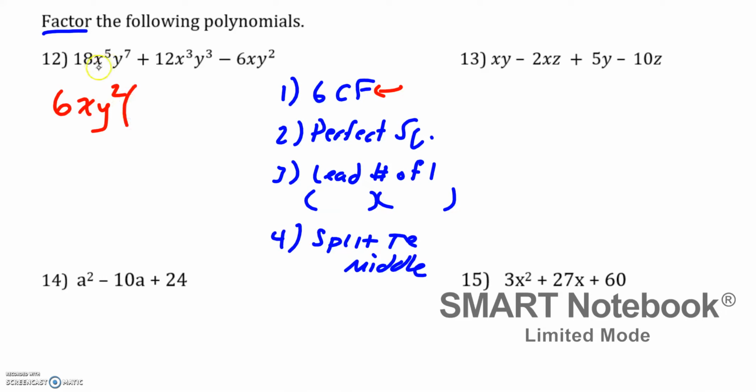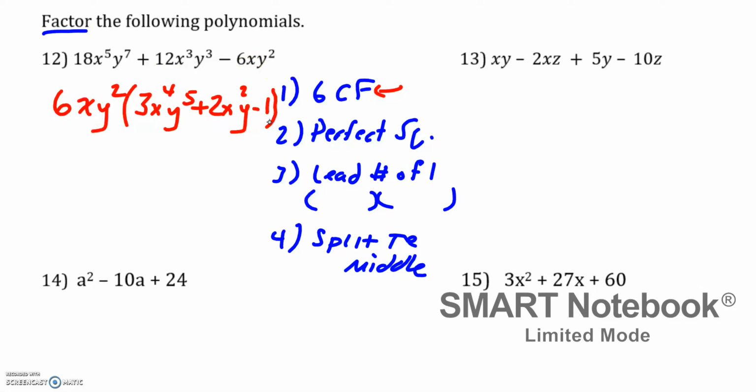So now I would end up dividing the numbers and subtracting the exponents. 18 divided by 6 is 3. 1 x out of x to the 5th leaves x to the 4th remaining. 2 y's out of y to the 7th leaves y to the 5th remaining. Plus 12 divided by 6 is 2. 1 x out of x cubed is x squared. 2 y's out of 1 y is just 1 y left over. Minus 6 divided by 6 is 1. X divided by x is gone. Y squared divided by y squared is gone.